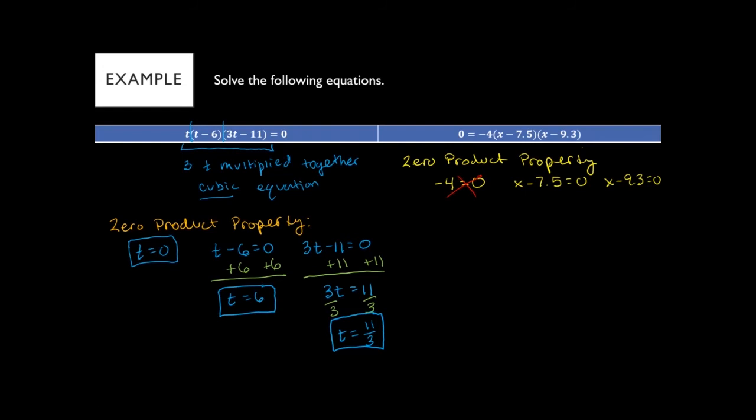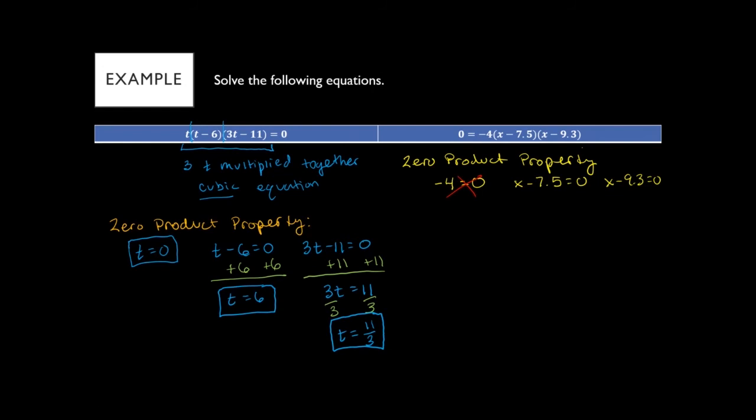So even though we have 3 things multiplied together, we still have only 2 solutions because there's only 2 things multiplied that involve x. Because of that -4 not involving a variable, it basically doesn't count, and we don't really need it when we're solving. So when you're using the zero product property, if you have a number in front that you factored out, you can just ignore that when you do the rest of your solving.